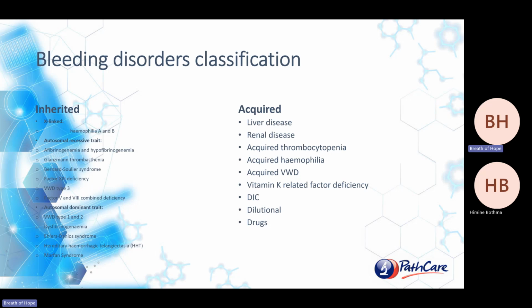inherited bleeding disorders are quite rare, with the exception of von Willebrand's type 1 and 2, which follows an autosomal dominant pattern of inheritance. And because of that pattern of inheritance, it is more common than others. Others are quite rare, but just to keep in mind that they do exist.